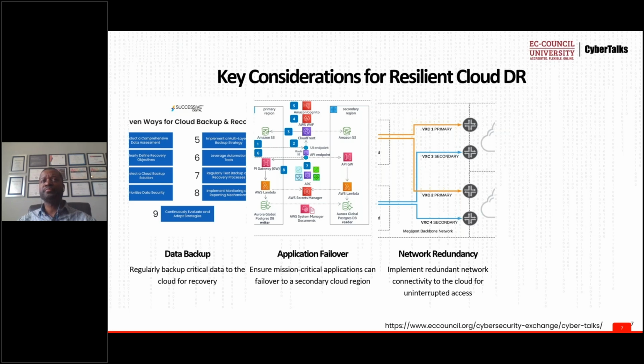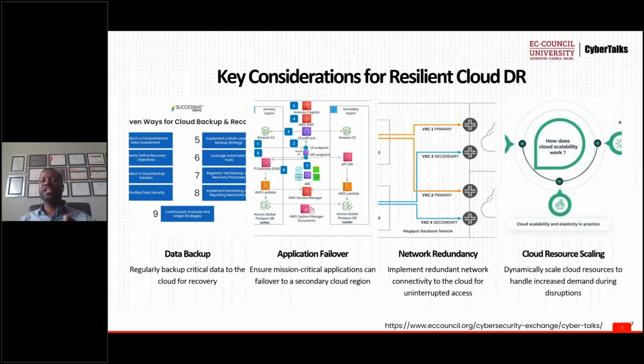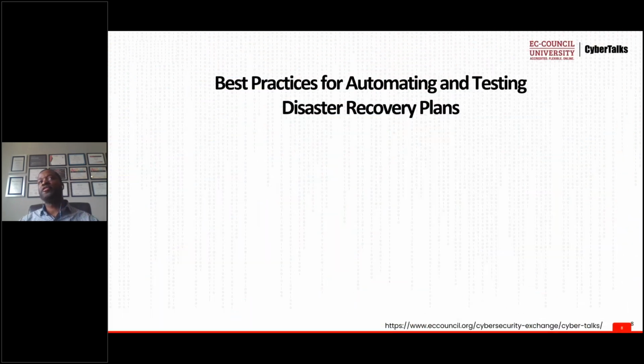And to tie it all together, there's cloud resource scaling. Disaster scenarios often bring unexpected spikes in demand. With the use of the cloud, you can scale resources up or down as needed, keeping performance high when pressure is at its peak. And so these aren't just IT best practices, they're also non-negotiables of a cloud DR strategy built to endure. To take it further, let's focus on what makes a disaster recovery plan truly effective. And this is going to be the operational habits and routines that ensure it will work when needed.